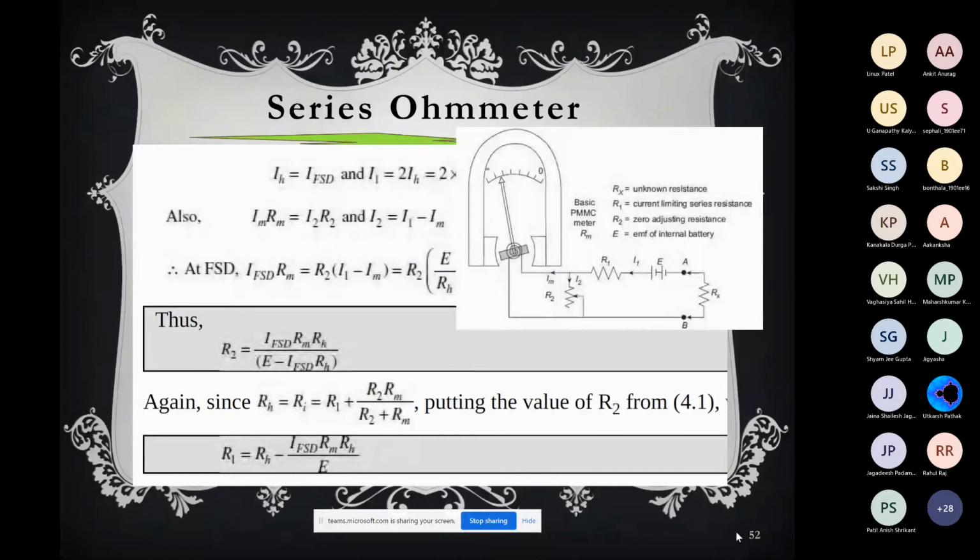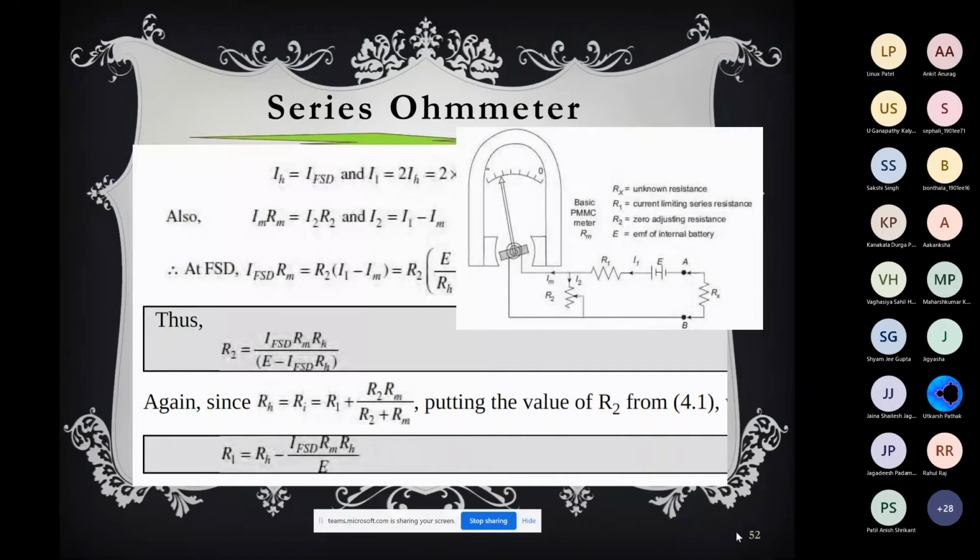So by combining these you can calculate R2. Knowing the values of E, that means the EMF, the full scale deflection current, the meter resistance, and the half scale deflection resistance, you can calculate R1 and R2. If R1 and R2 are not supplied, the two internal resistances are the zero setting resistance and the current limiting resistance. If not given, you can find them from the half scale deflection resistance, the meter resistance, and the full scale deflection current.